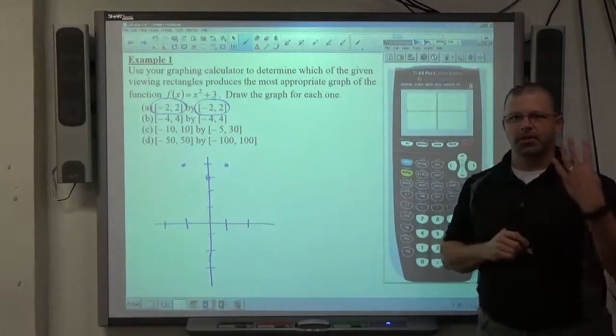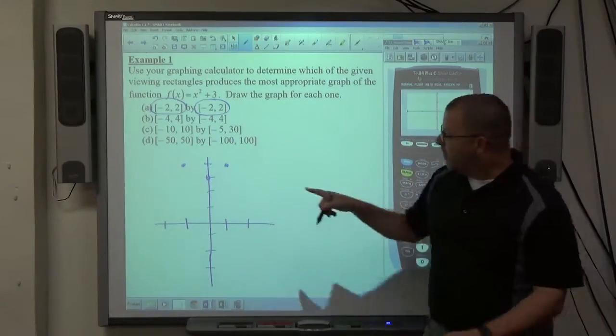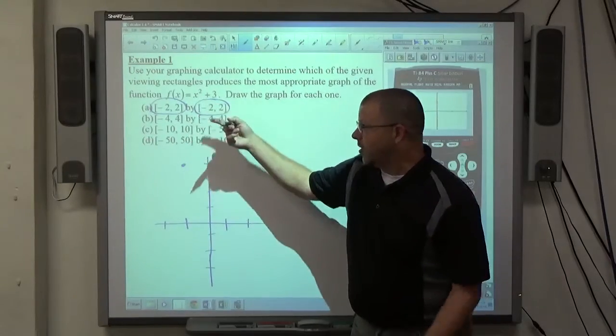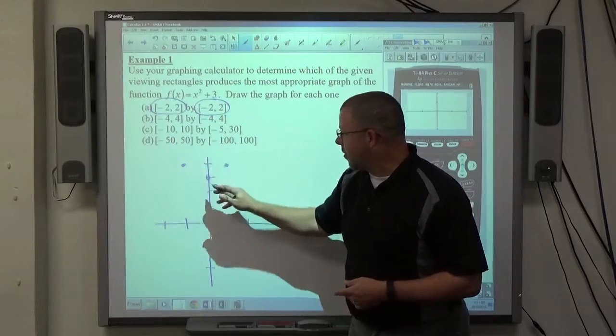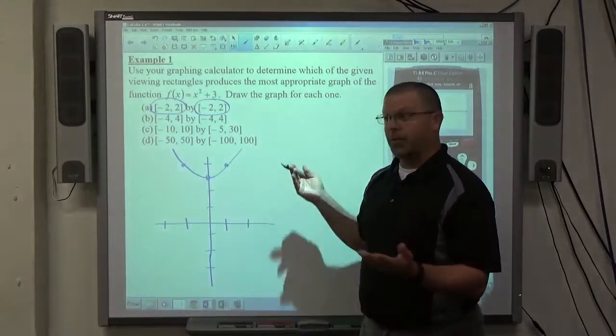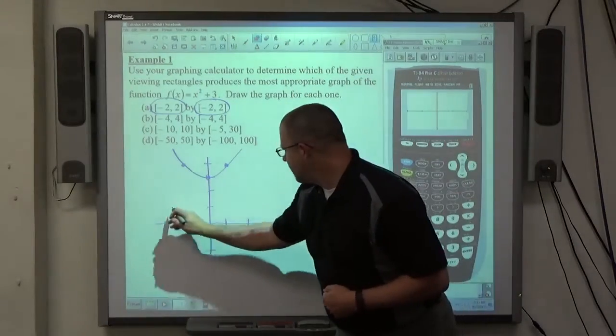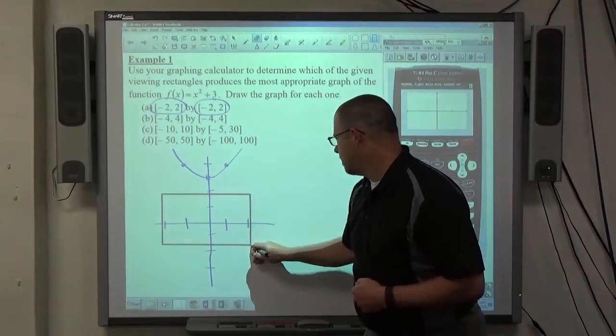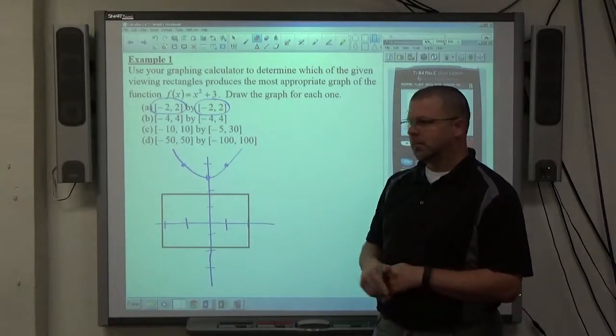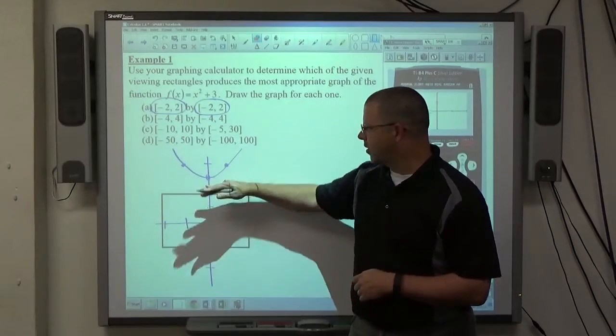Video doesn't pick up fingers. Anyway, notice that we got x squared, which is a parabola. We can see it's turning upward, and this is what it's going to look like if we were to graph it. And we chose a viewing rectangle right there, -2 to 2, -2 to 2. The graph is above it.